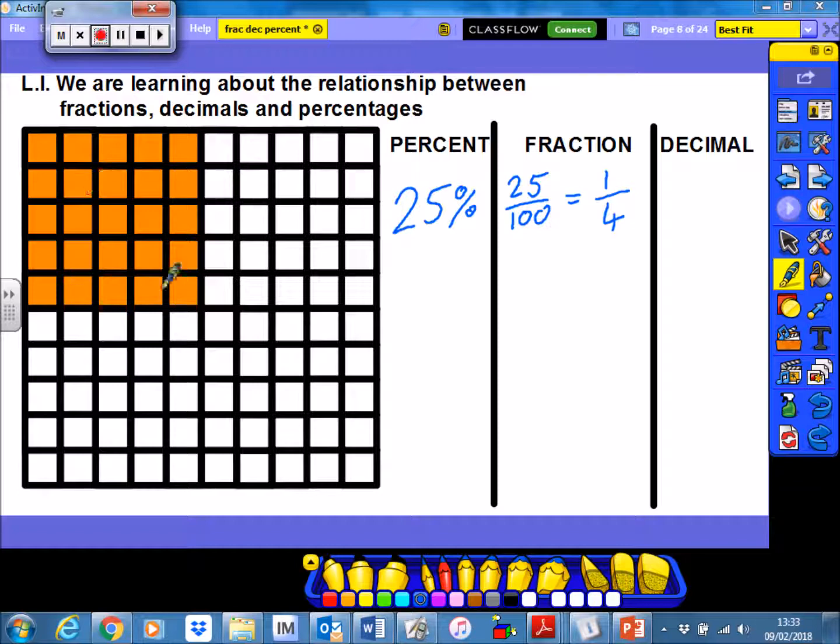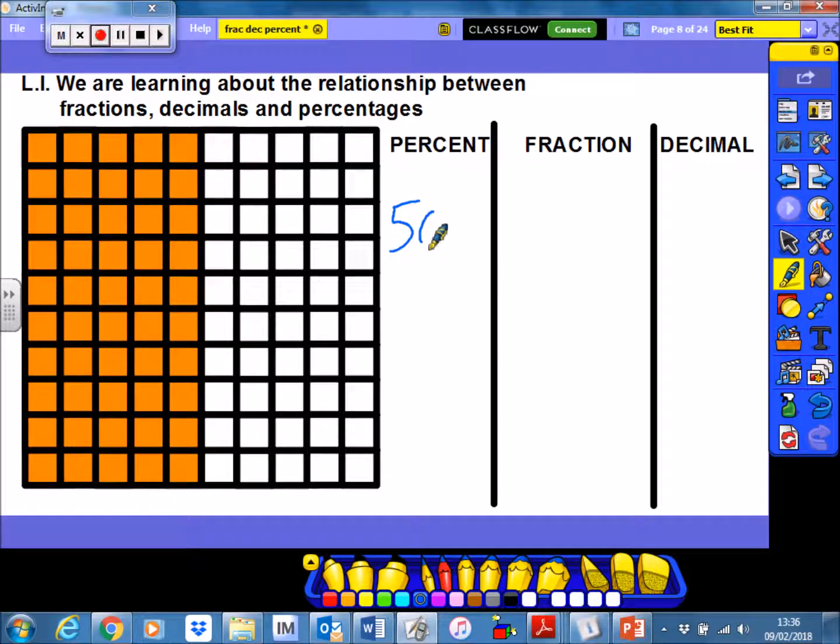So we can see that 25 of these have been coloured in, and that is the same as a quarter of the full shape. So 25% is a quarter. Now, written as a decimal, as we know already, this would just be 0.25.